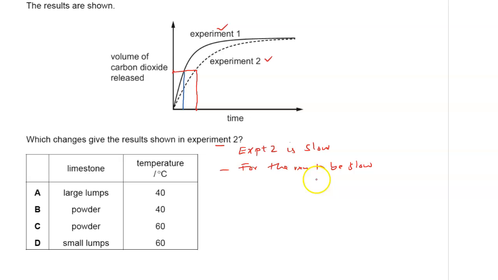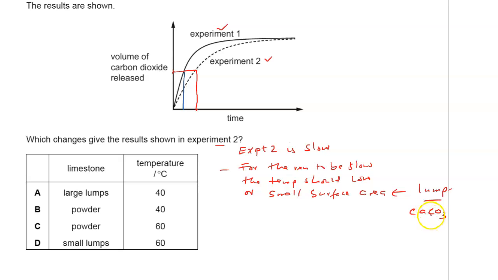And for the reaction to be slow, then the temperature should be low, or use calcium carbonate of small surface area. The calcium carbonate should have small surface area. Basically, use lumps instead of powder. Lumps of calcium carbonate have got a small surface area compared to powder.